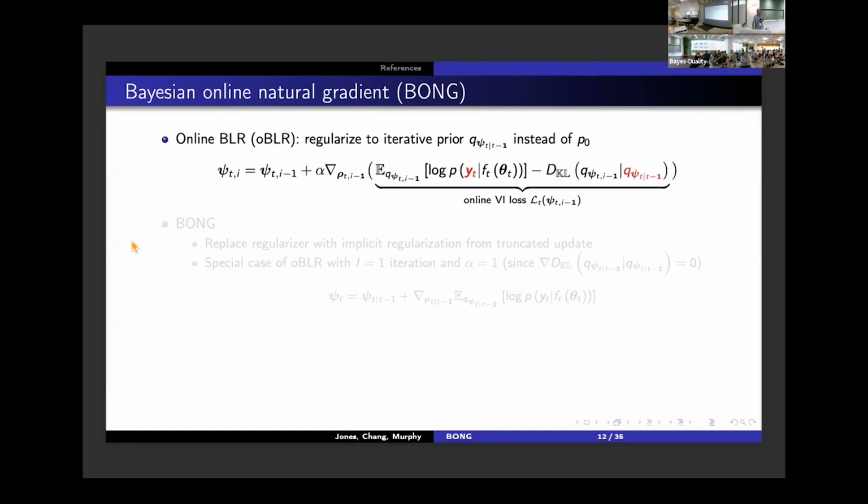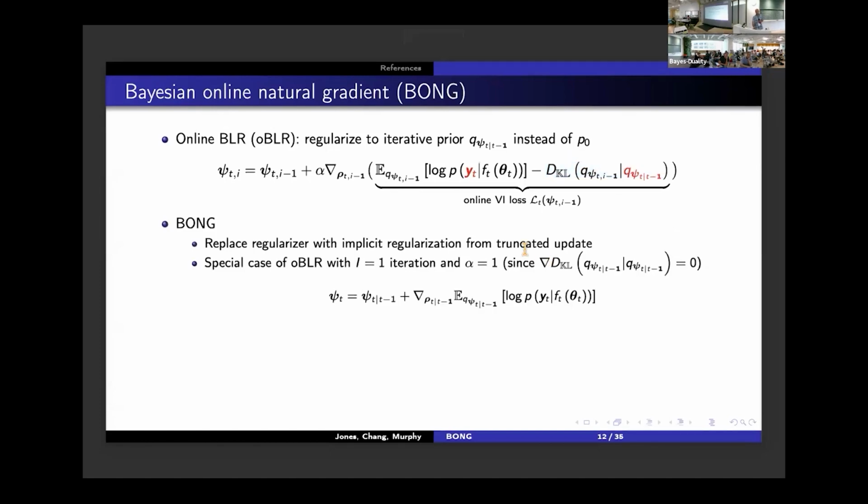Our insight, and this is one of two core ideas defining our method, is that instead of having this regularization term, where we explicitly regularize to the prior state, we can implicitly regularize with a truncated update. So this method here, and I said in response to your question a few minutes ago that I'm going to combine the two time indices.